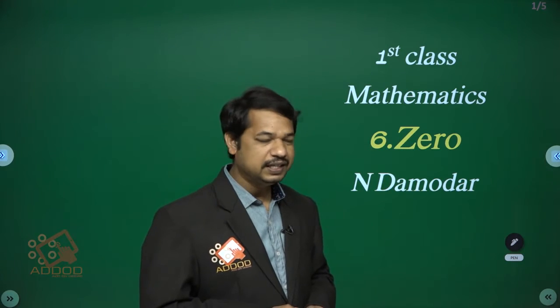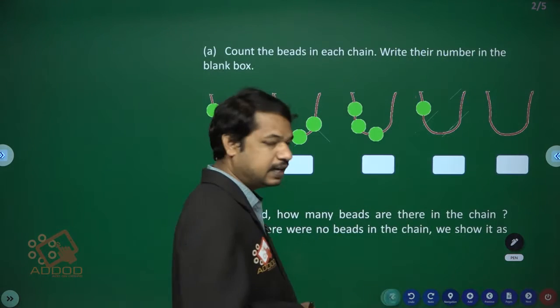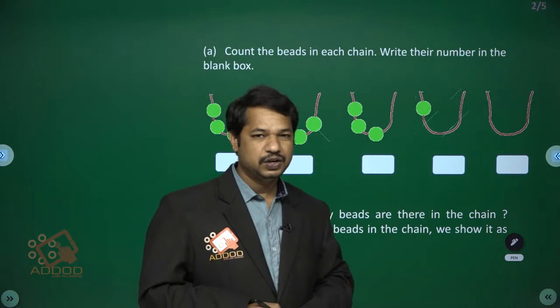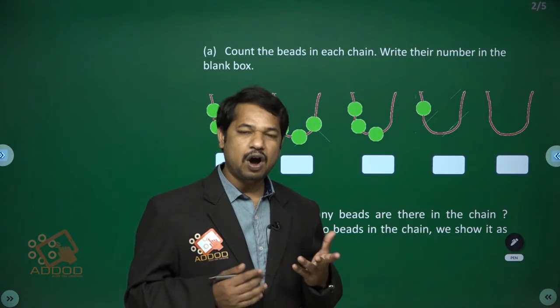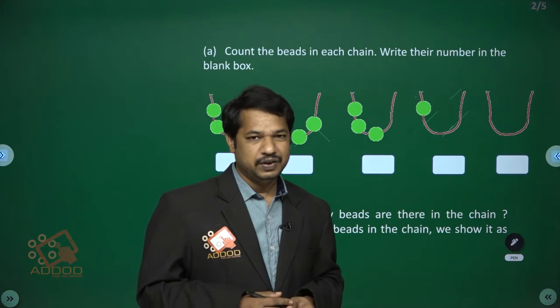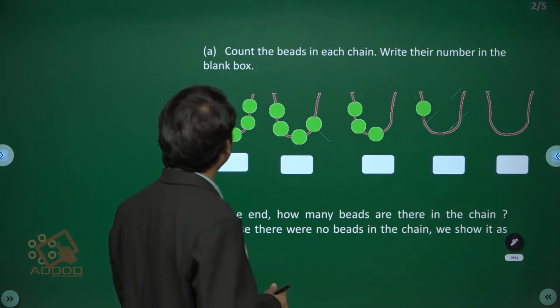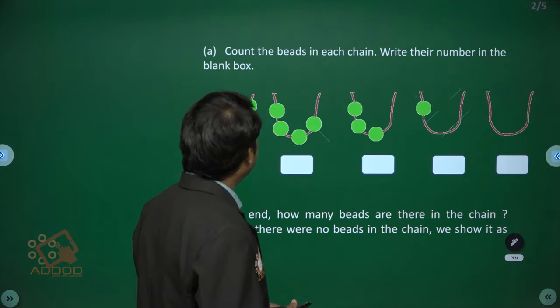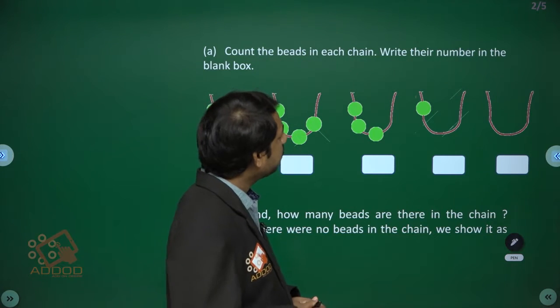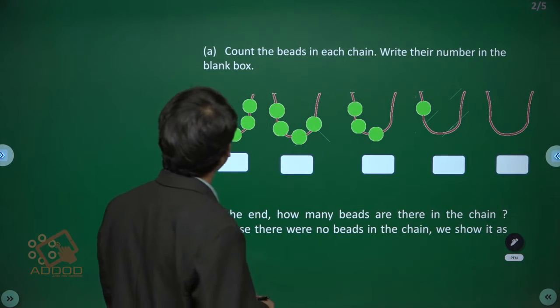Okay, what is 0? See children, 0 means we haven't any objects. Here, count the beds in each chain. Write their numbers in the blank box.